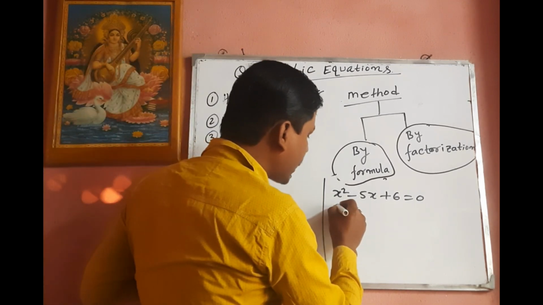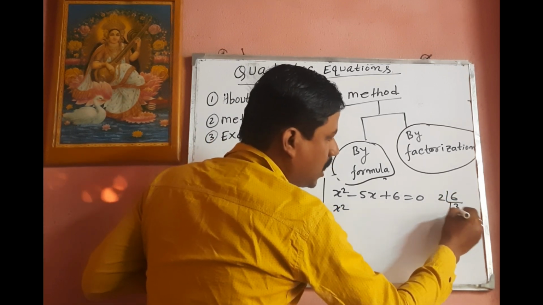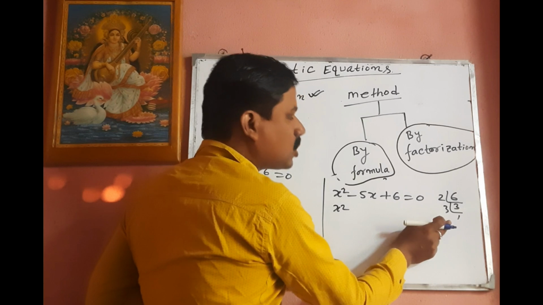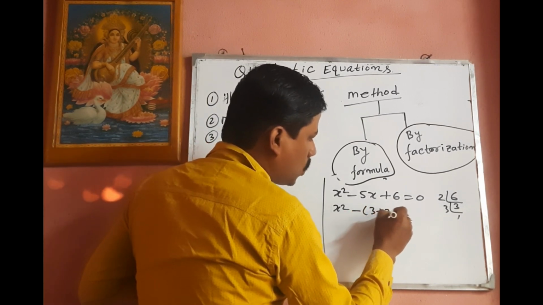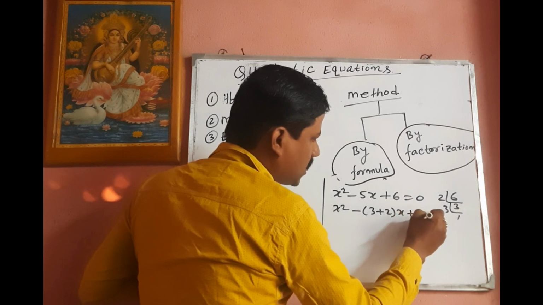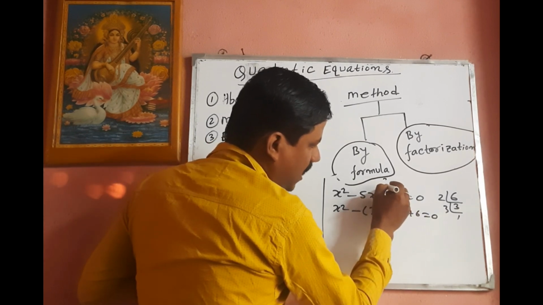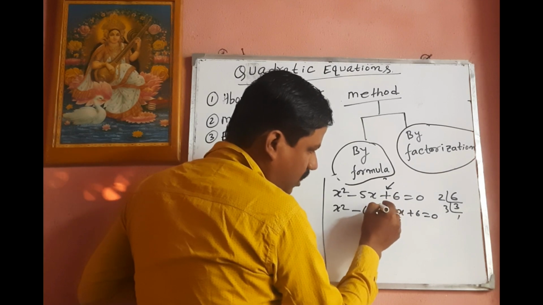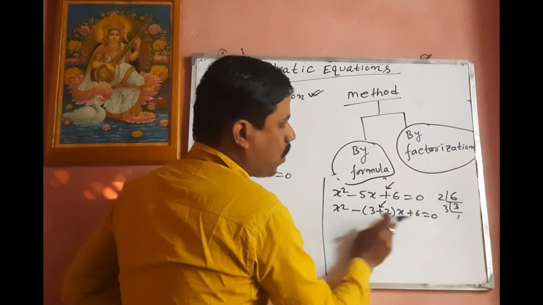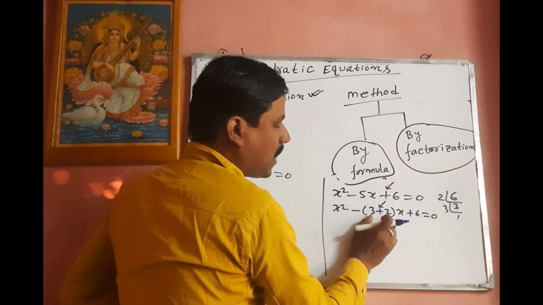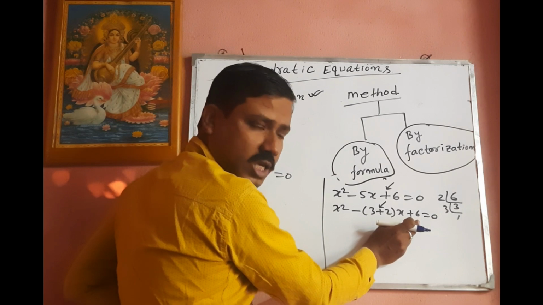According to factorization, if we factorize 6, we get 2, 3 and 1. Using these factors, this will be x square minus 3x minus 2x plus 6 is equal to 0. Why are we using minus here? Because the sign of the middle term is minus. This is the condition: 3 plus 2 is 5, and when you multiply 3 into 2, it is 6.